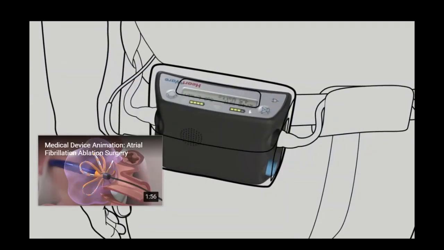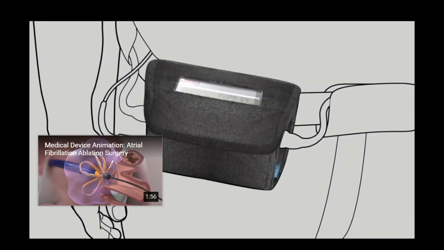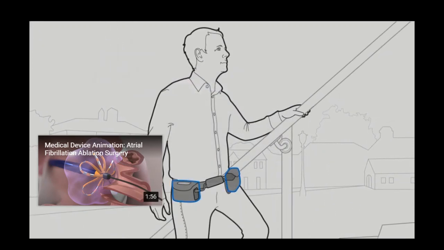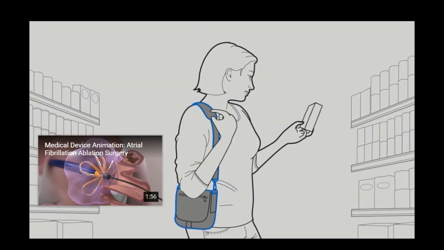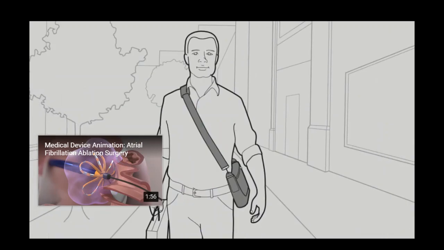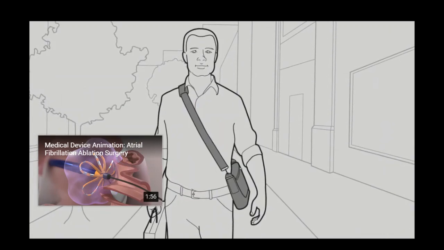The controller and batteries are carried in a case, designed to be worn either around the waist or over the shoulder, enabling the patient to resume normal daily activities.